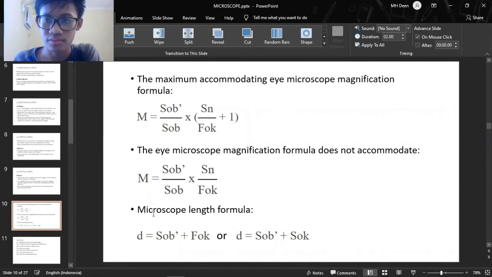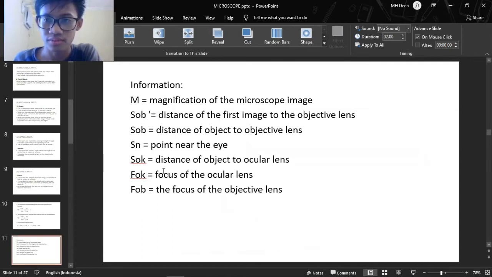Third, microscope length formula. d equals S_OB' plus F_OK, or d equals S_OB' plus S_OK. This is information about the formulas above.